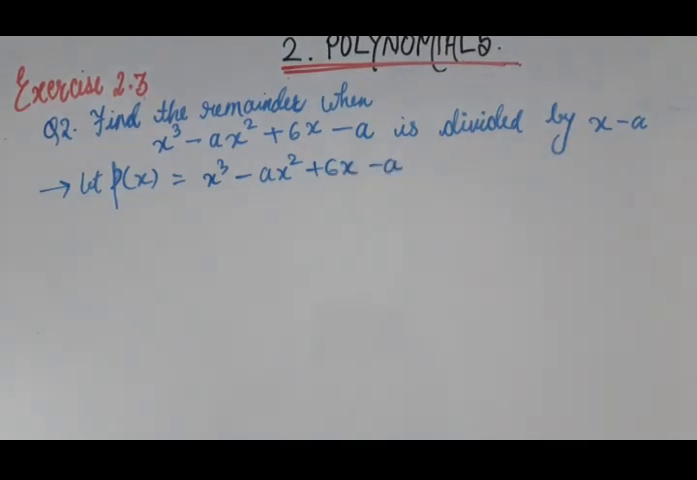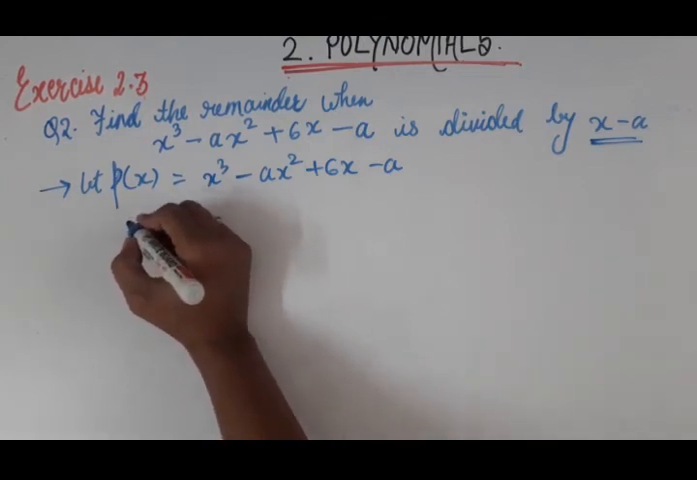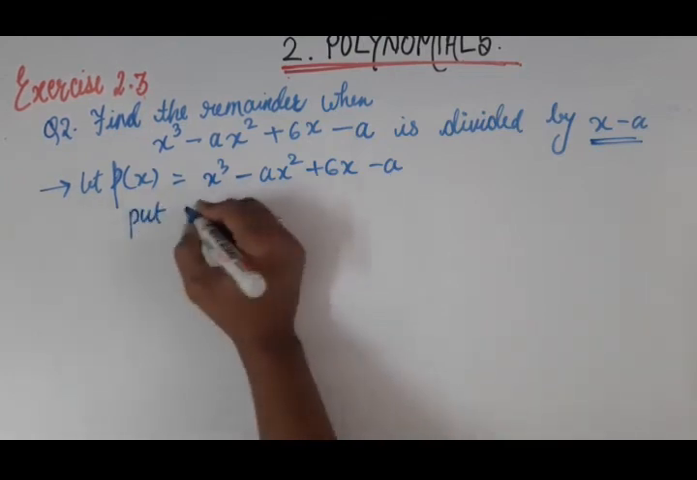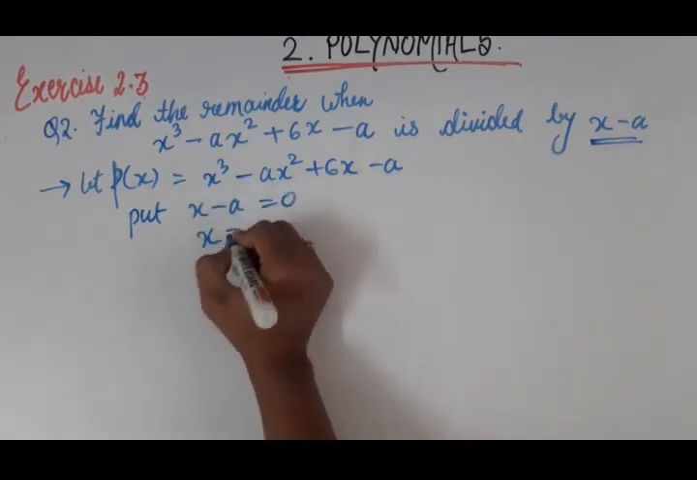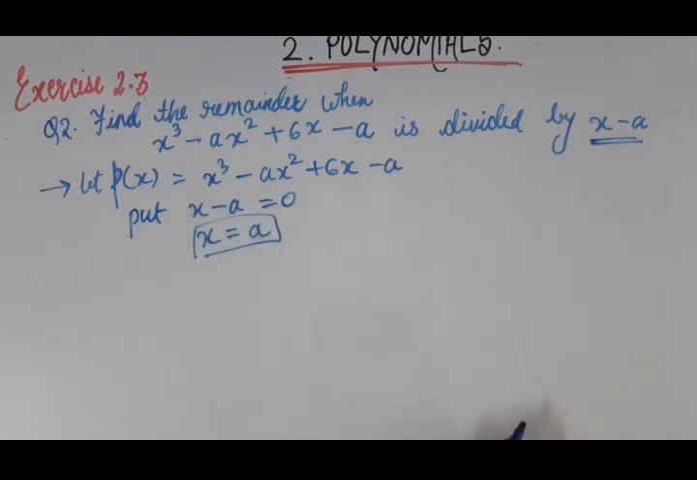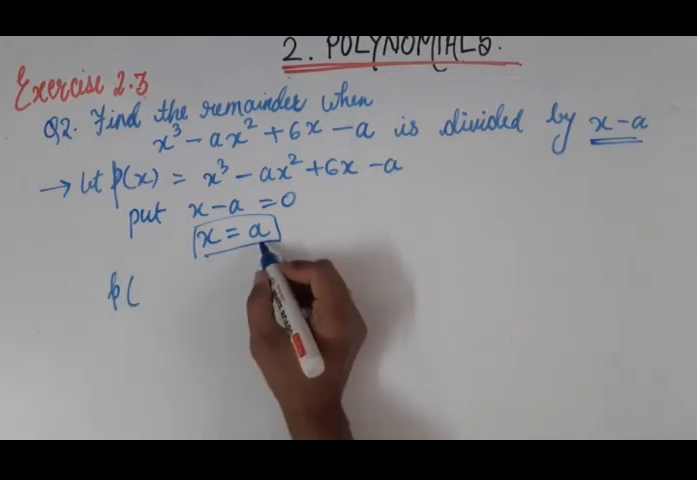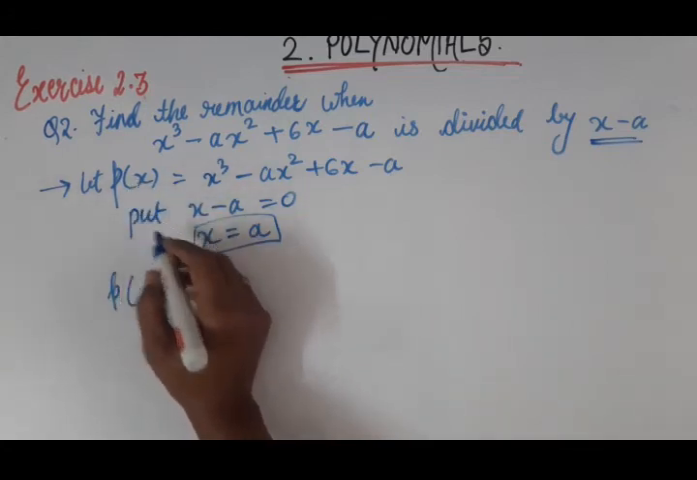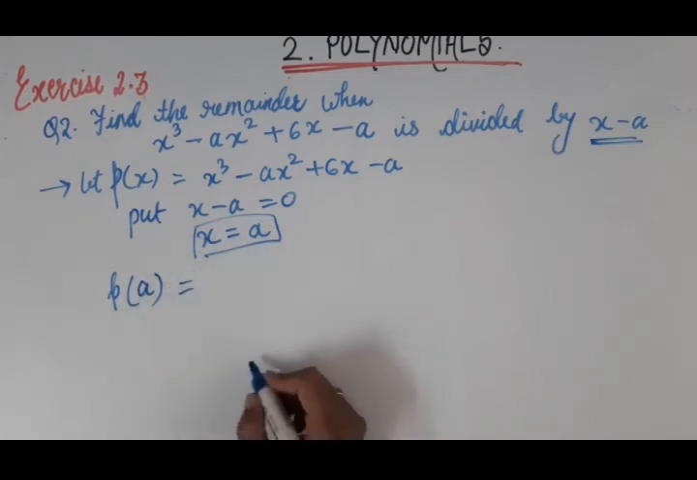Okay, to find the remainder we have to first find the zero of the divisor. What is your divisor? X minus a. To find that we have to put the divisor equal to 0. So x minus a equal to 0. So what will be x after going there? Plus a. So a is the zero of the divisor. To find the remainder we have to put this zero in the dividend. So replace x with a. So find p of a.